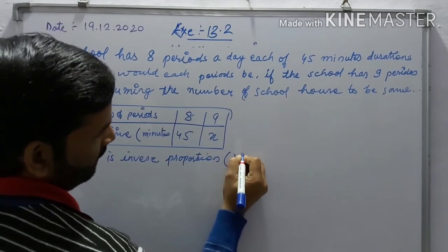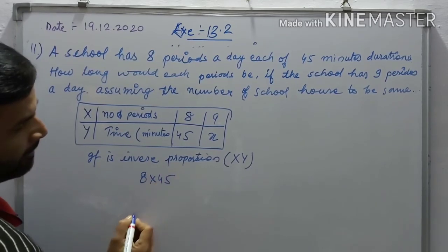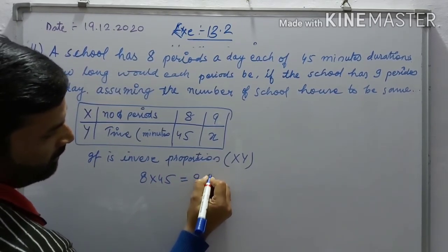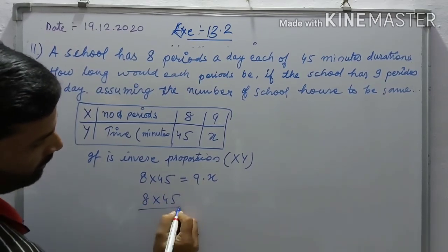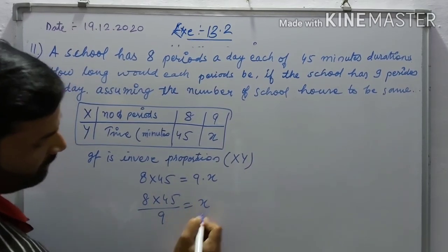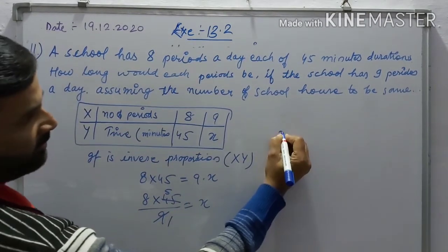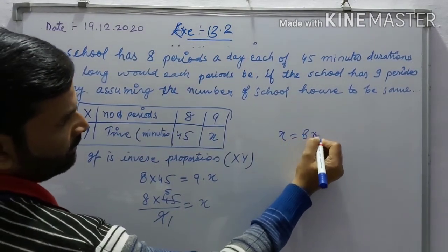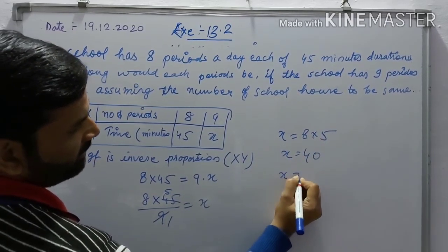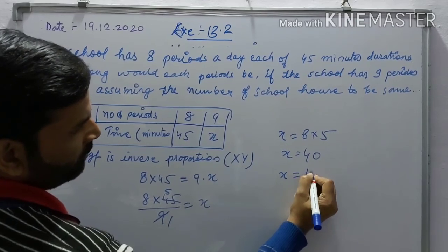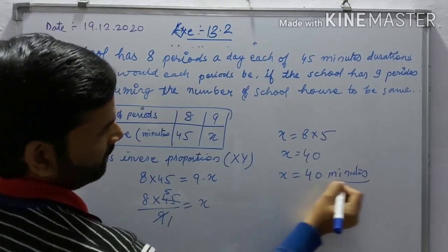Okay, it's the x and y. It means 8 times 45 is equal to 9 times x. So 8 times 45 upon 9 is the value of x. 9 ones are 9, 9 fives are 45. It means the value of x is equal to 8 times 5, so x is equal to 40, meaning the timing of each period is 40 minutes.